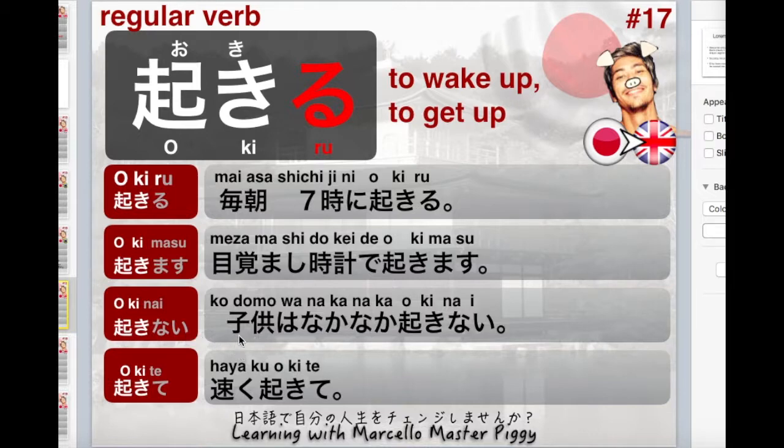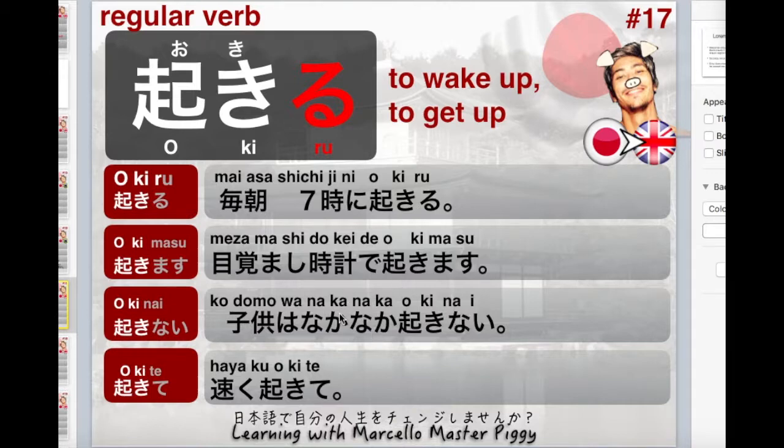So for example, 子供, this is children. 子供は、なかなか, is like not easily. Usually なかなか comes with a negative, so it's like usually can't or usually don't. Okay, in this case, don't wake up. So 子供はなかなか起きない. So it's like you're trying to wake up your child, and he or she keeps falling asleep or is not really getting up.